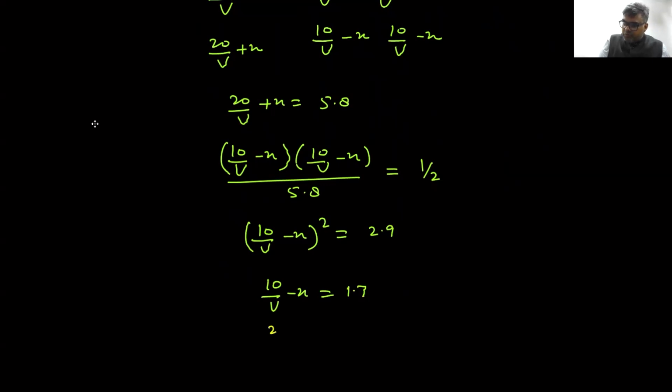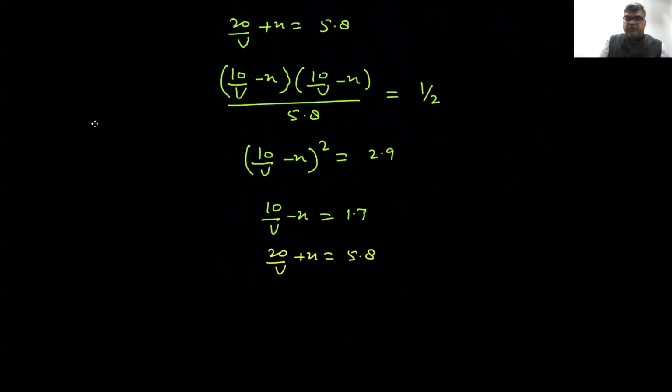And another expression we have, 20 by V plus X is equal to 5.8. If I add the two expressions, it will become 30 by V is equal to 5.8 plus 1.7, which is 7.5. So from this, I can write V is equal to 4 liters. Clear? So little calculative questions, but some important concepts are also there, which you should notice.